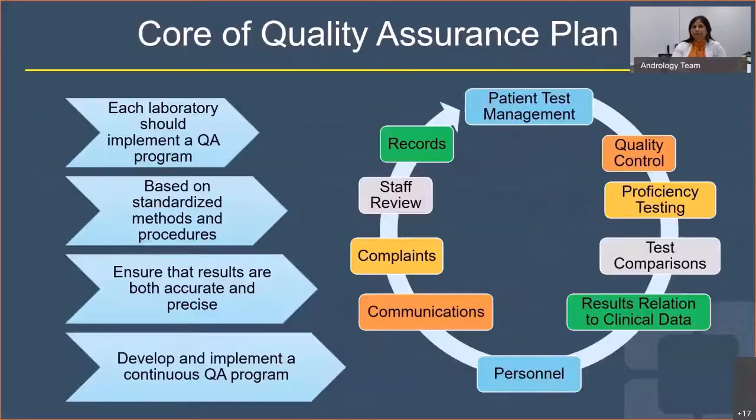Next slide, please. So these are the standards per the CLIA. On the right side, the 10 standards are provided by CLIA, and which are part of the quality assurance plan which the lab implements. And each laboratory implements this QA program based upon patient test management, quality control, and all of the other pillars which I have explained in my talk earlier. Next slide.